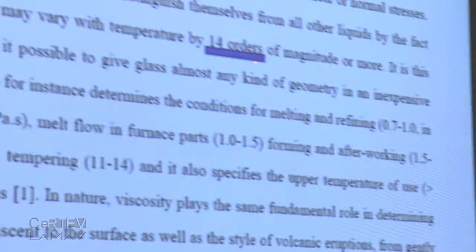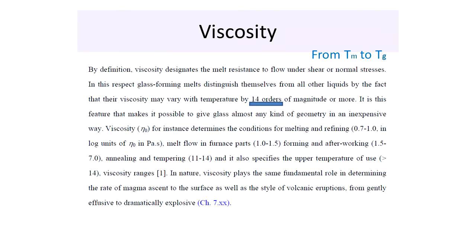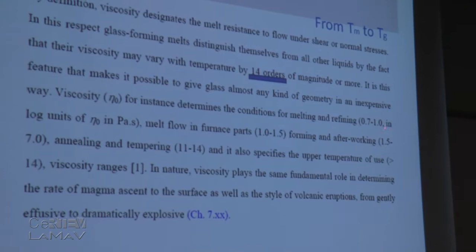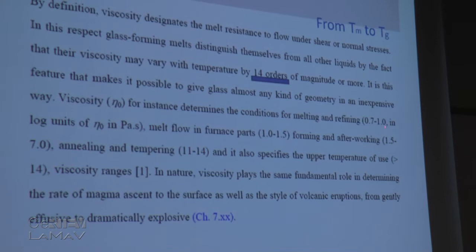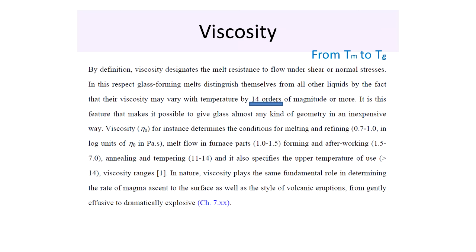It is this feature that makes it possible to give glass almost any kind of geometry. This variation of viscosity, so you get to a point where the viscosity is high enough to allow you to shape the material. Viscosity determines the conditions for melting and refining. This is the log of viscosity, the viscosity that you need for melting to homogenize this material, and refining is elimination of bubbles. Glasses in general have bubbles, and you have to eliminate these bubbles. So about 10, because this is in log units, so this is 10 Pascal seconds. This is where you melt and refine.